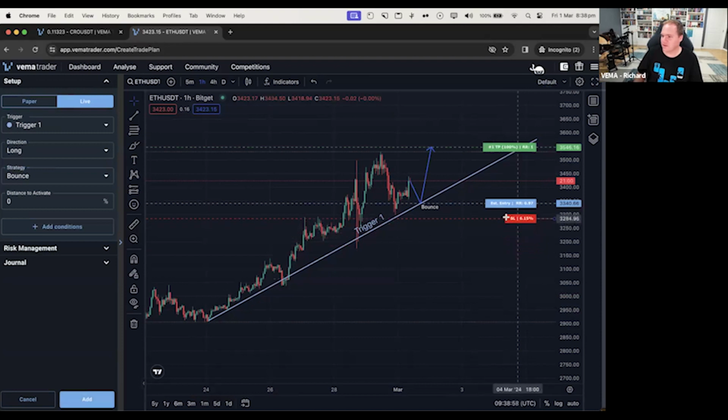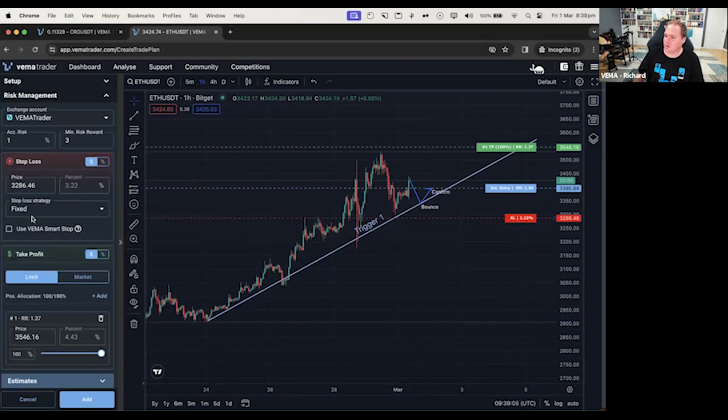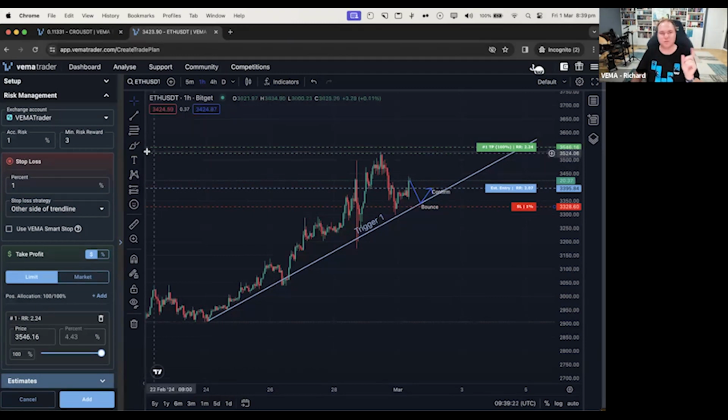And our stop loss, hang on, didn't we just have an act distance to confirm of like 1%? And then we had a stop loss strategy of other side of trend line, always be 1% on the other side of the trend line. So the way this stop loss works is it says at the time of entry, move the stop loss 1% on the other side of the trigger. It doesn't follow the trend up. And that's what we want to change.